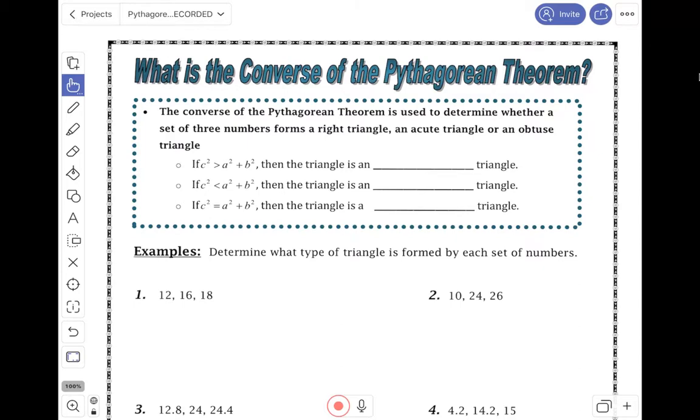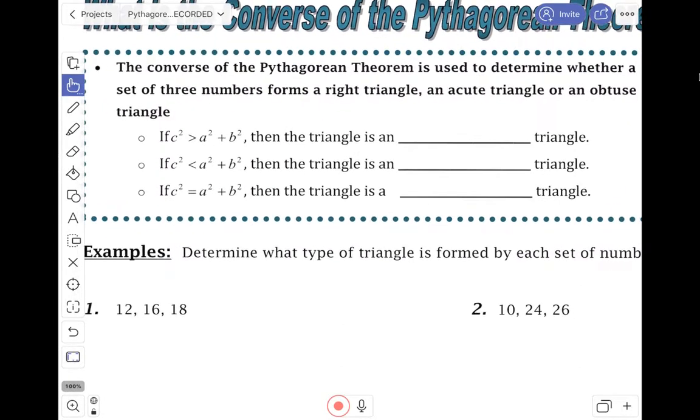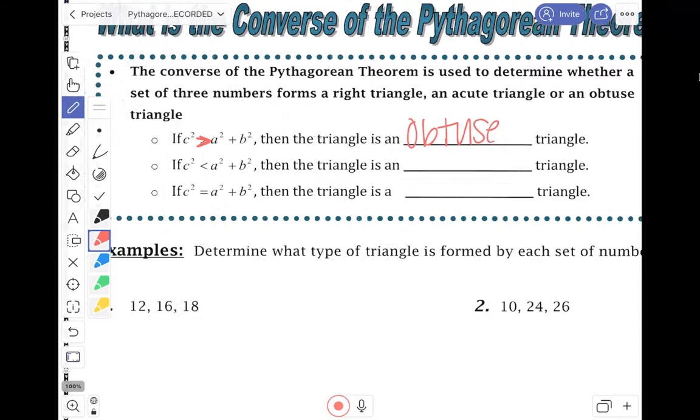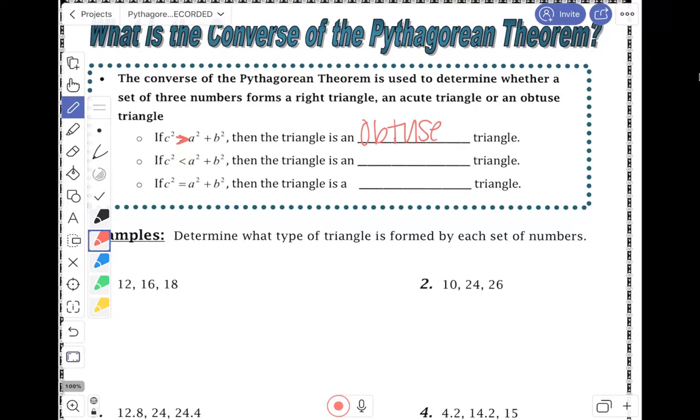So here's the dealio. If c squared is greater than a squared plus b squared, then the triangle is obtuse, which makes sense, right? Because the obtuse angle is one that's greater than 90 degrees. It's an angle that's open and it's got greater than 90 degrees.